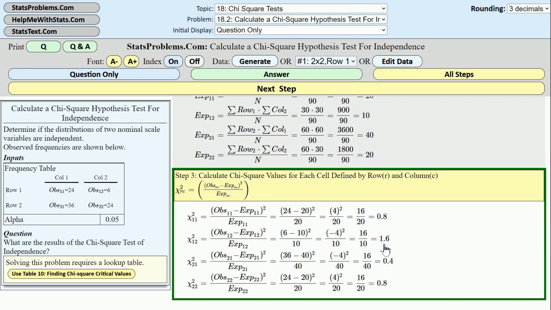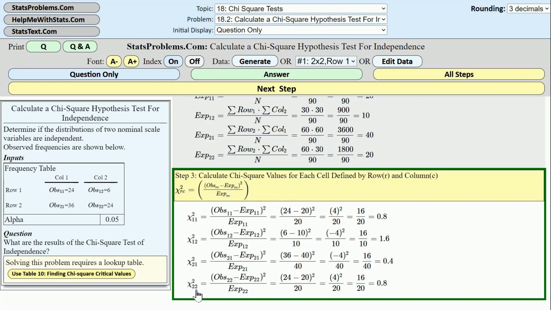to 1.6. For cell 21, the chi-square value is the observed frequency 21 minus the expected frequency 21 squared, divided by the expected frequency 21. In this example, the chi-square value for cell 21 is 36 minus 40 squared divided by 40, which works out to minus 4 squared divided by 40, which works out to 16 divided by 40, which works out to 0.4.